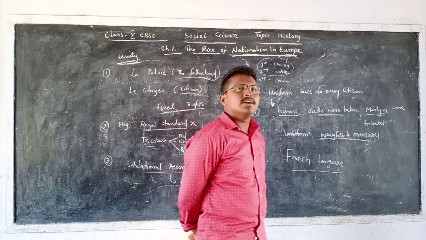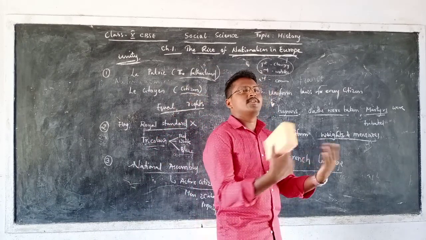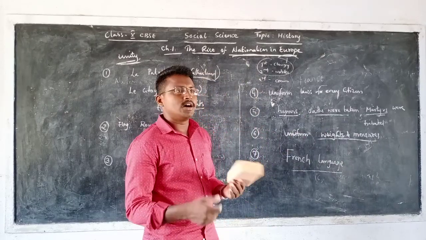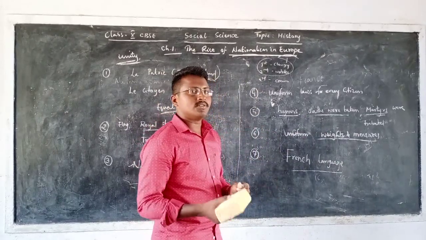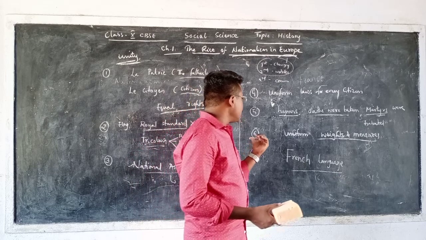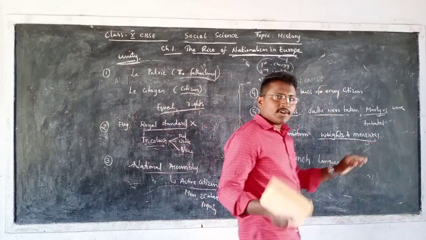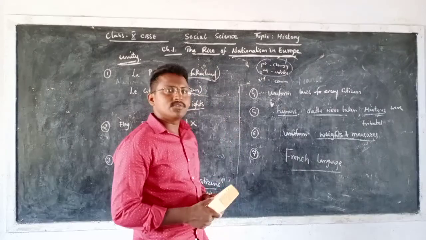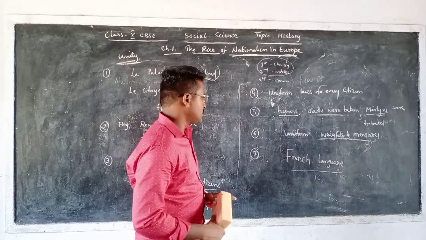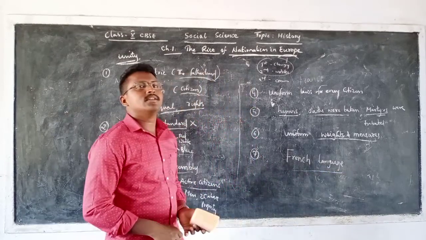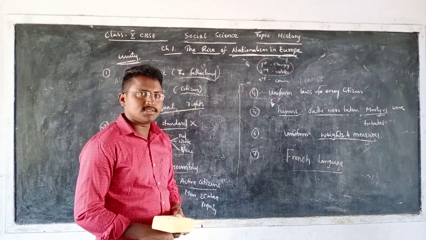For example, on Independence Day, we pay respects to our martyrs like Mahatma Gandhi, Subhash Chandra Bose, or whoever it may be who fought for our independence. Then, sixth, as I told, uniform weights and measurements. In order to avoid confusion, everyone should follow uniform weights and measurements. Then the last one: they made French their official language.